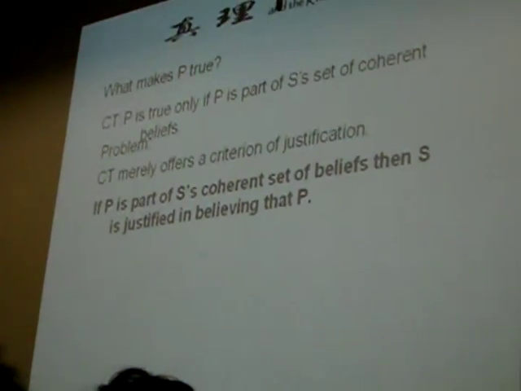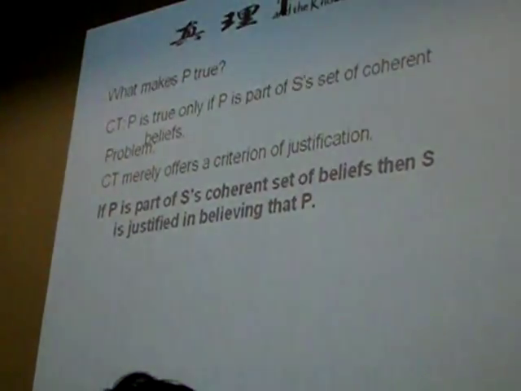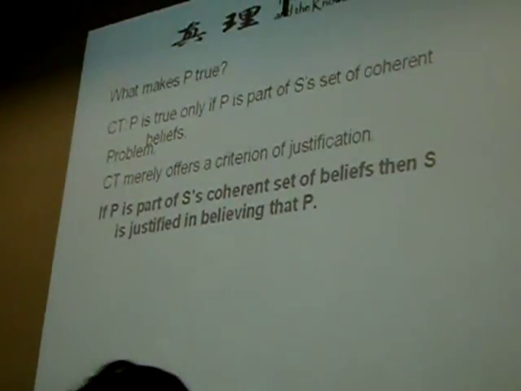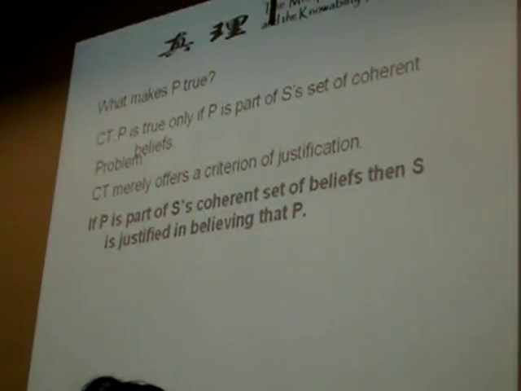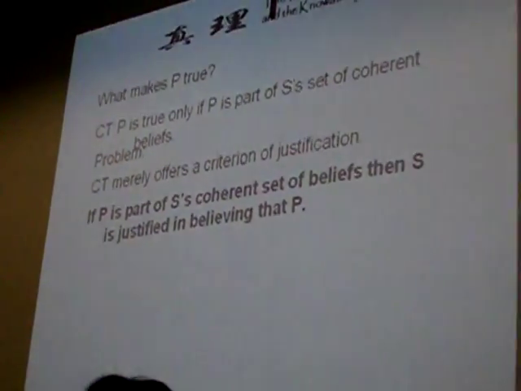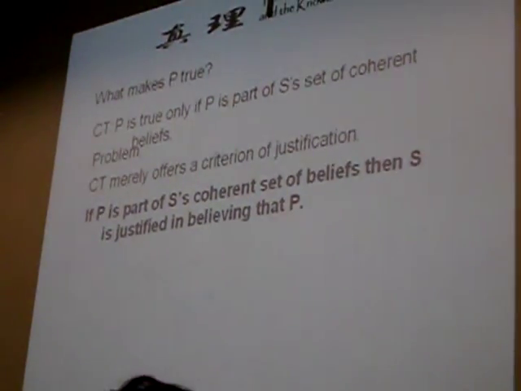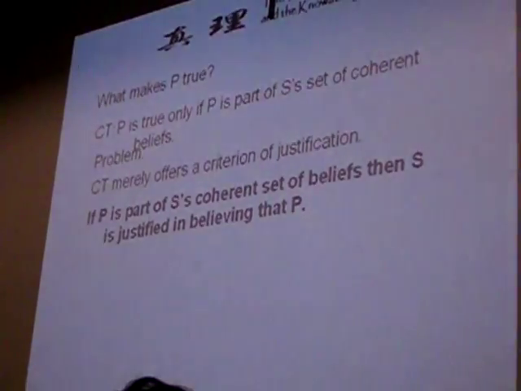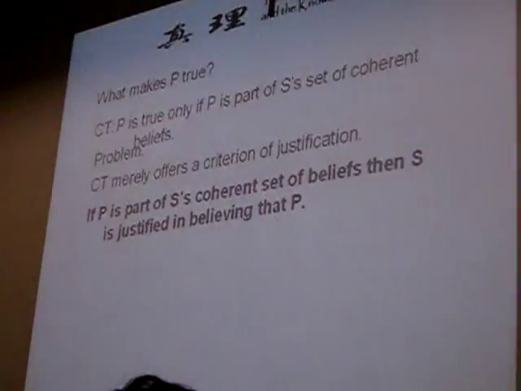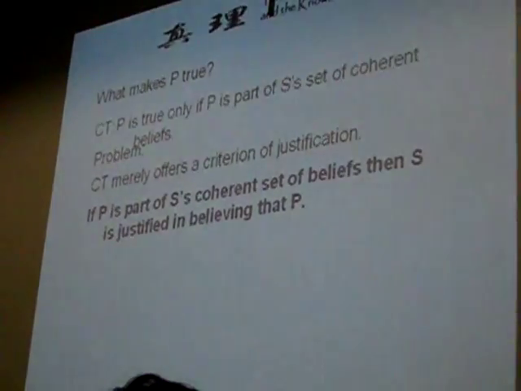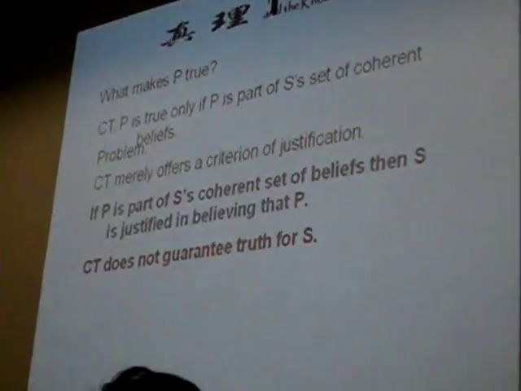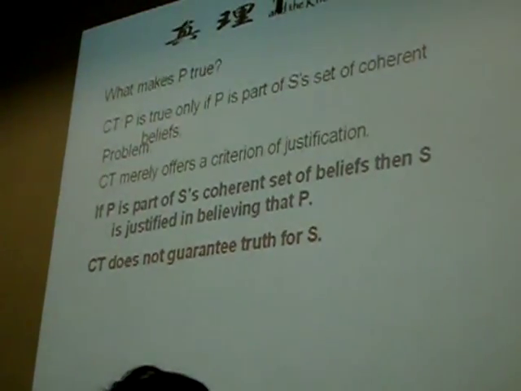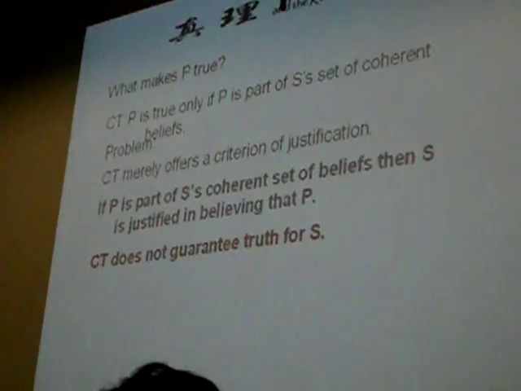C merely offers a criterion of justification. If P is part of S's coherent set of beliefs, then S is justified in believing that P. If you're a criminal investigator, then you may be justified in believing that someone is a suspect based on the evidences that you have, but that doesn't necessarily mean that it is true. C does not guarantee truth for S. CPT does not guarantee truth for S.